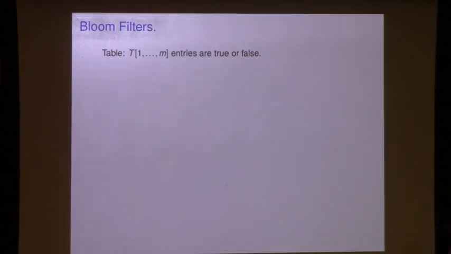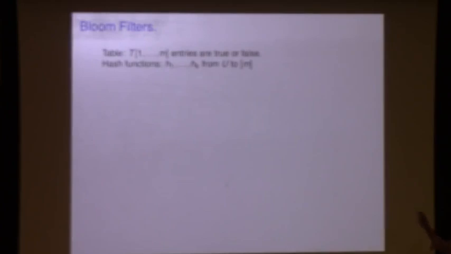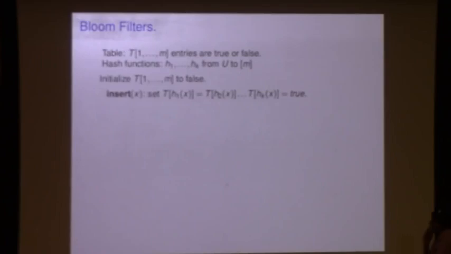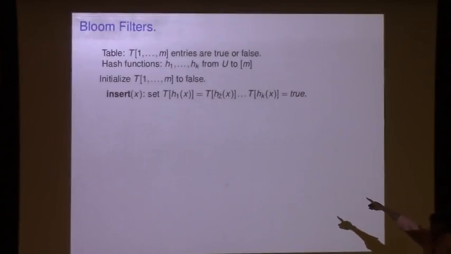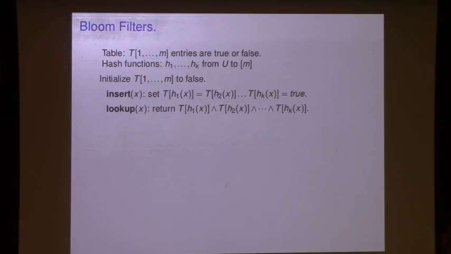Tables 1 through k that are true or false. You have many hash functions. You initialize them all to be false. Now when you insert x, you don't only set one hash function value to true. You set the values to true for all the hash functions. Then when you look up, you return the and of all these values.